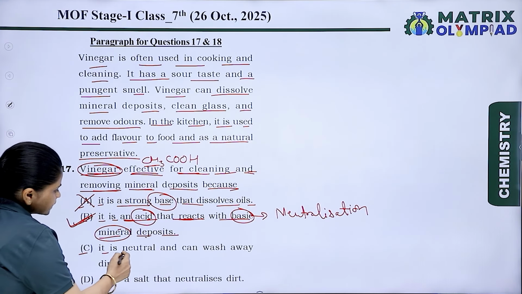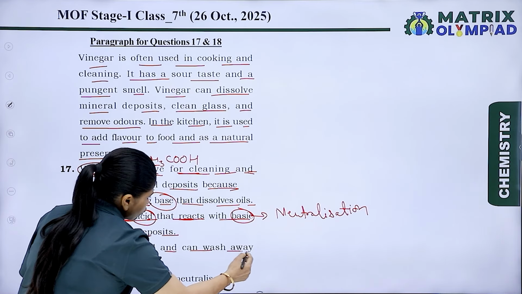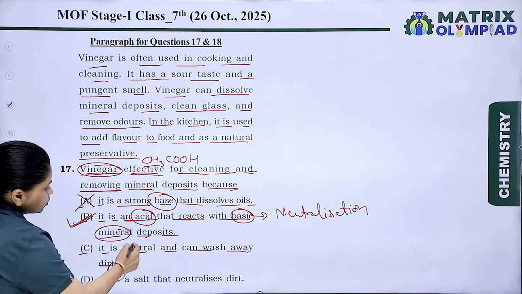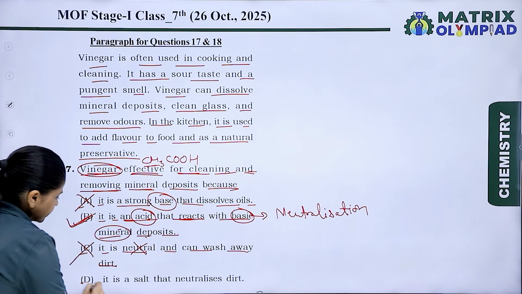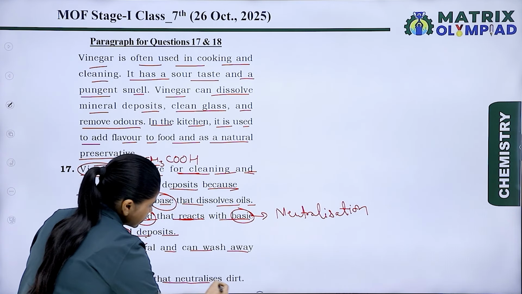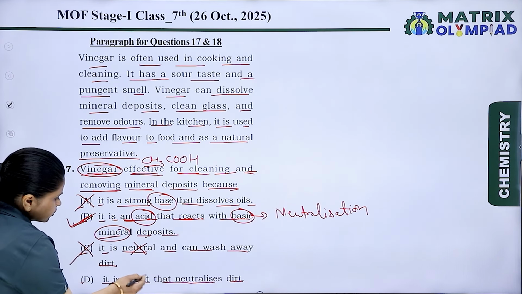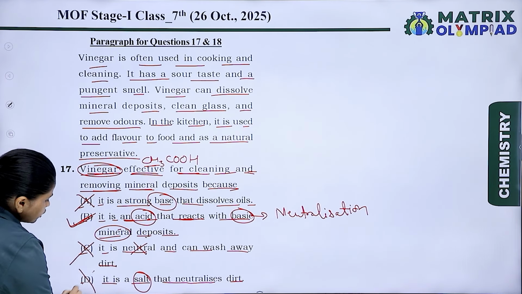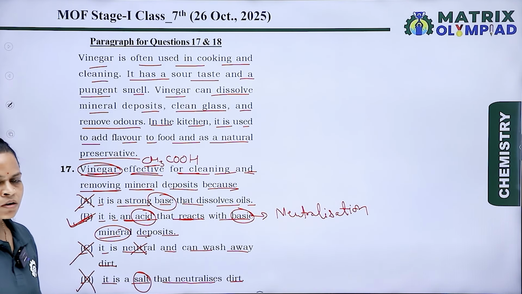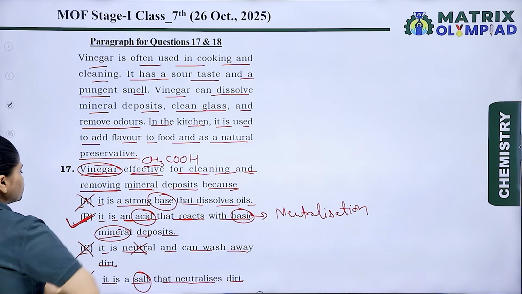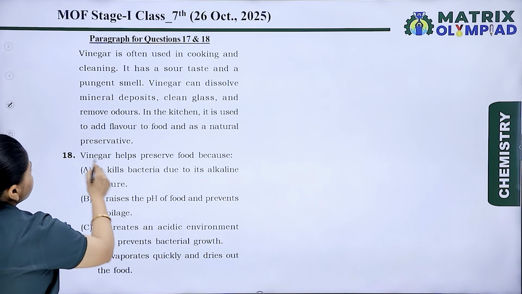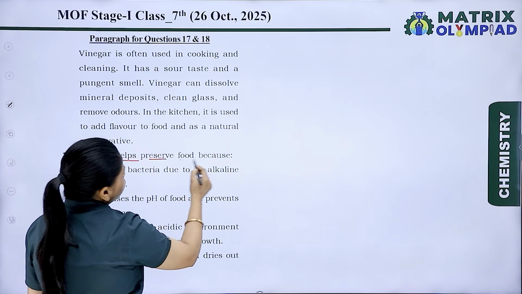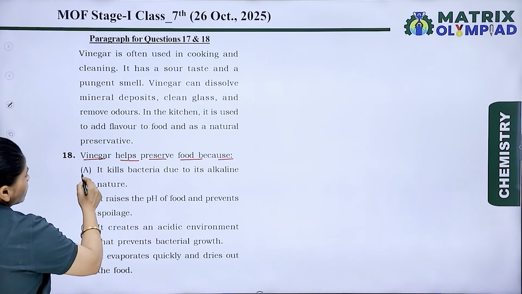Option C. It is neutral and can wash away dirt. No, acetic acid is not neutral. So this is wrong. D. It is salt that neutralizes dirt. No, this is not salt. So the D option is again wrong. Answer is option B.